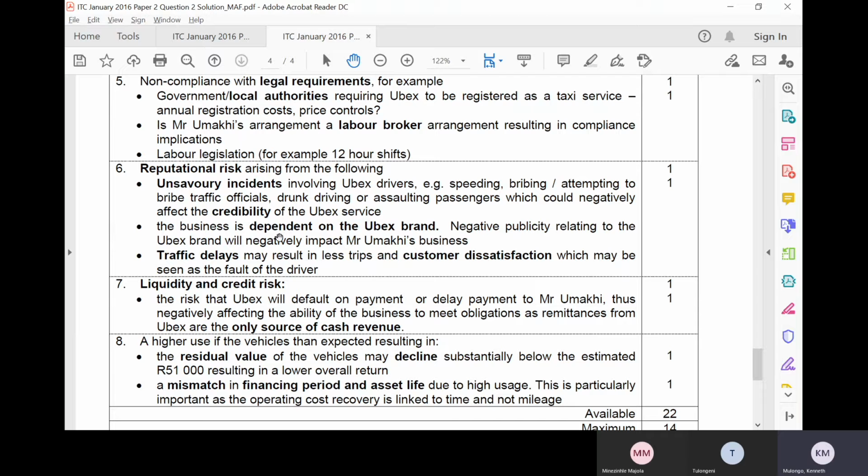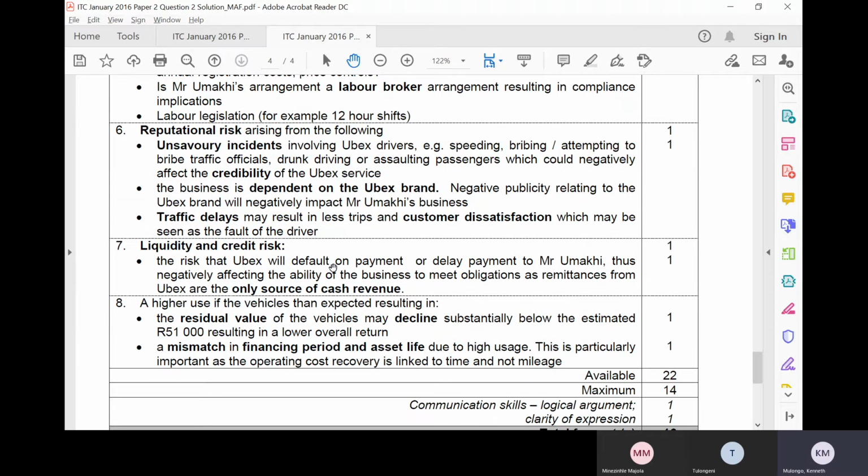And then the business is dependent on the Uber brand. So if something happens to the Uber brand in the United States, and it comes into South Africa, Mr. Umaki can't control this. So he's very dependent on that. So hopefully that gets managed properly, but he can't control it, and he needs to think about that.